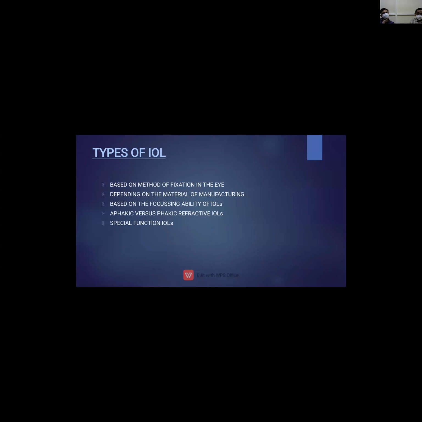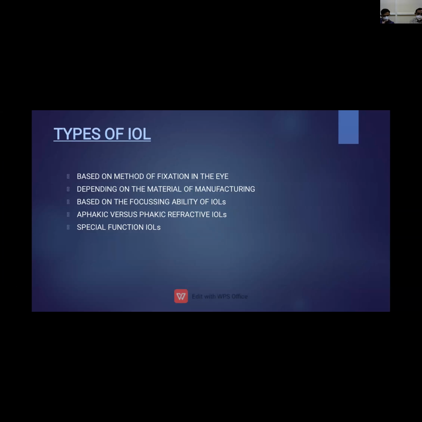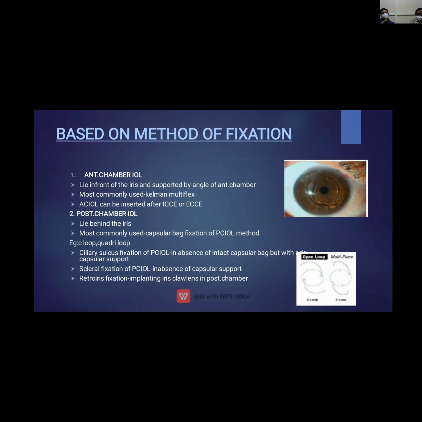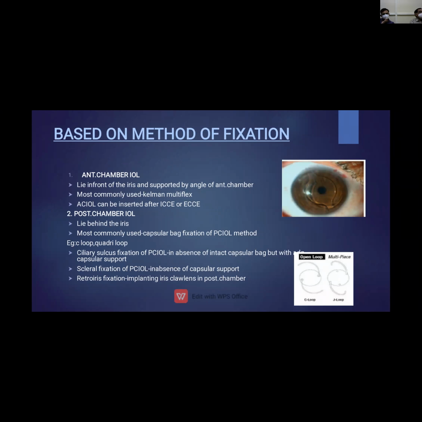Types of intraocular lens. These are based on the method of fixation in the eye, the material of manufacturing, the focusing ability of the intraocular lens, aphakic versus phakic refractive intraocular lens, and special function intraocular lenses. Based on the method of fixation, the first one is the anterior chamber intraocular lens. These are also called angle supported intraocular lenses. These are not very popular, but they lie in front of the iris and are supported by the angle of the anterior chamber. Most commonly used anterior chamber IOL is Kelman Multiflex.